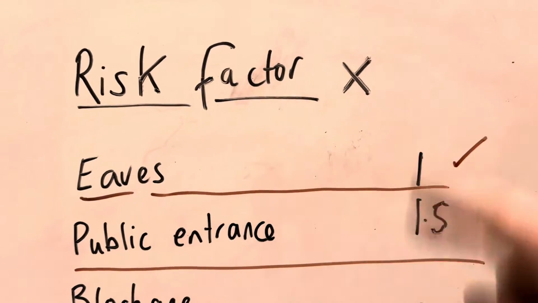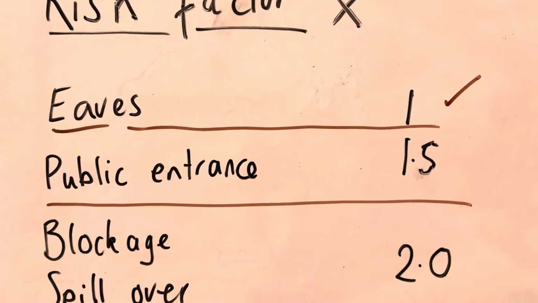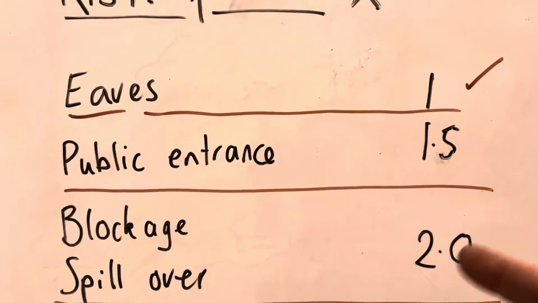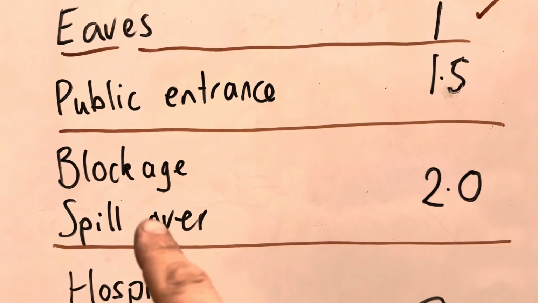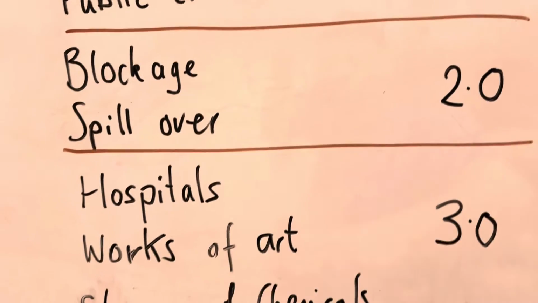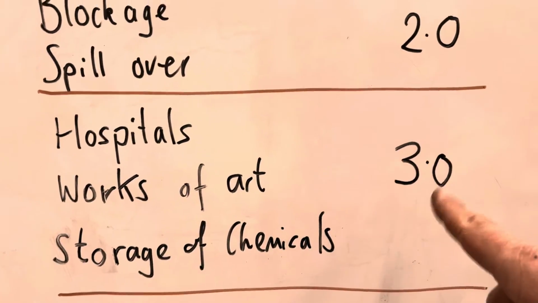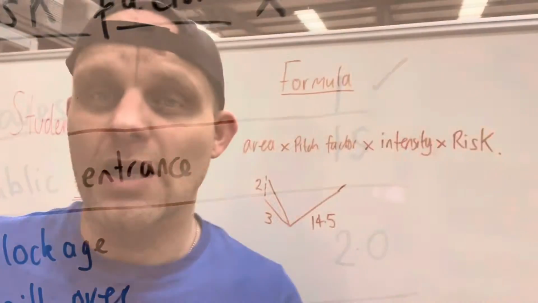Risk factor, and you multiply. If it's normal eaves, times by 1. Public entrance, footpath, times by 1.5. If it's going to create a blockage and an issue with a spillover, times it by 2. Hospitals, works of art, storage of chemicals, you multiply by 3. For us, we're doing 1.